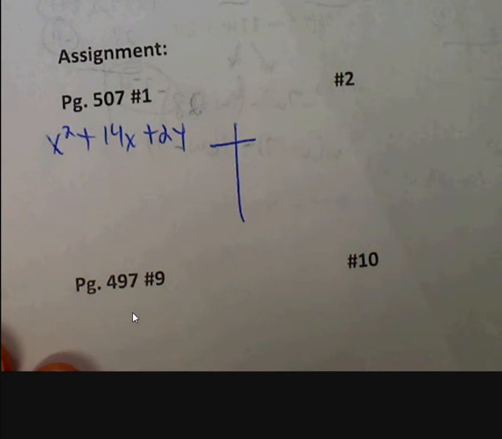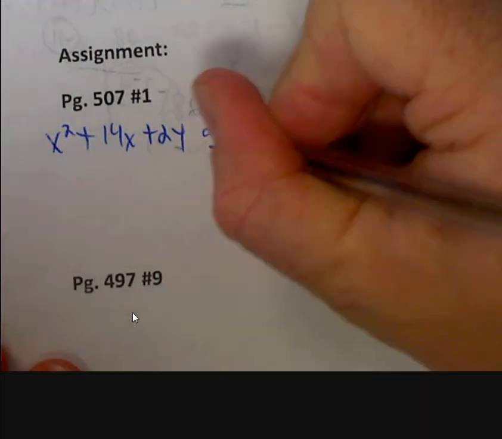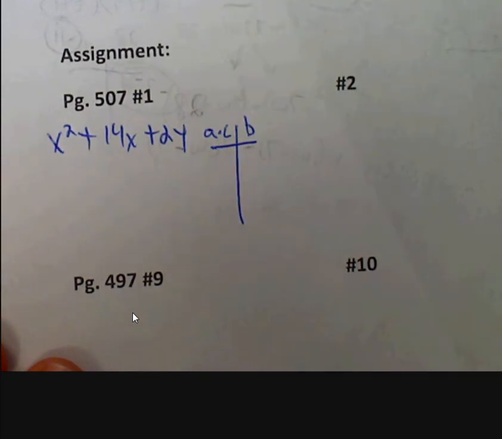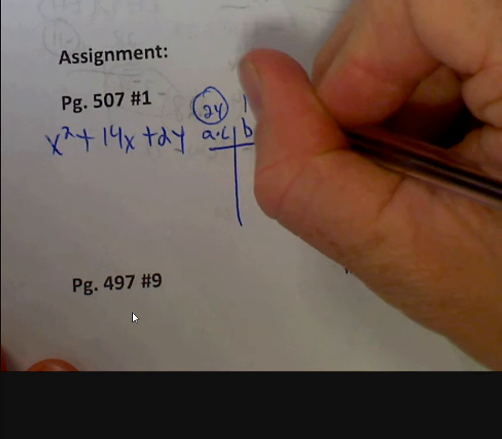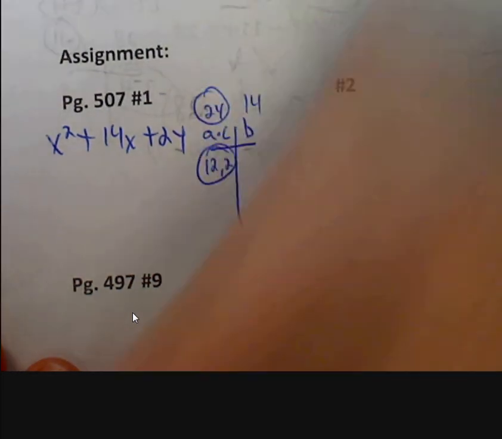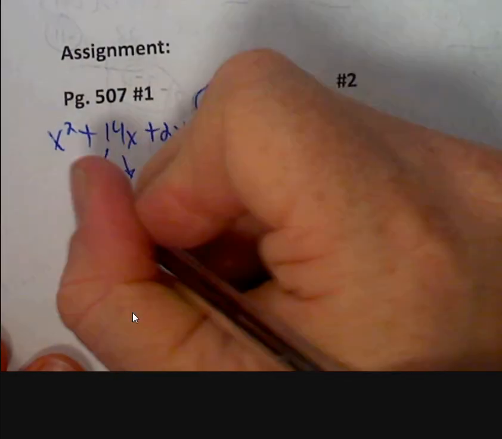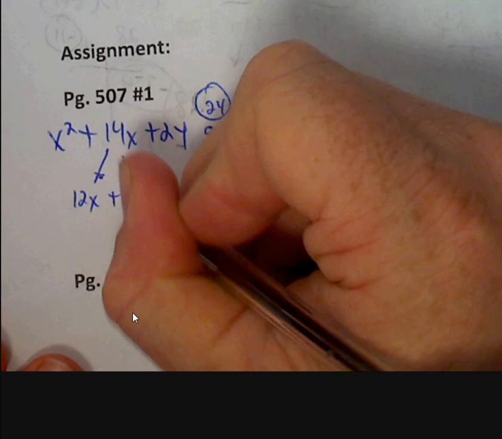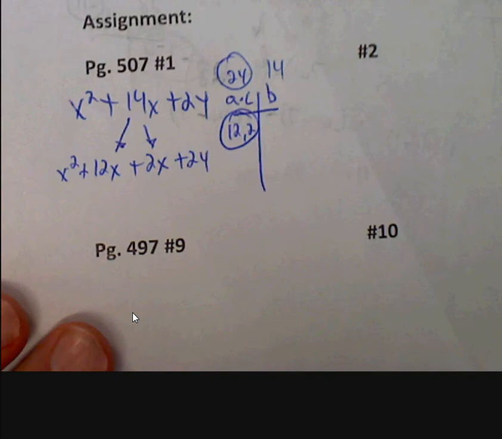I can't take anything out. I can't group, so I'm going to have to split this. So a times c needs to add up to b. So a times c would be 24. This needs to add up to 14. 12 and 2 would be my two numbers. I will split 14x into 12x and 2x. I bring down x squared and I bring down 24.